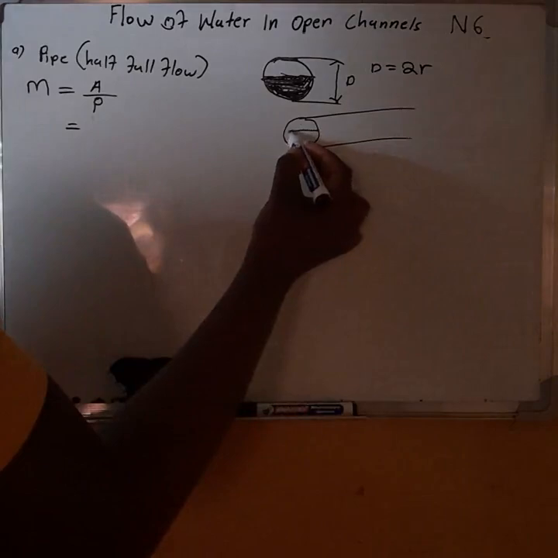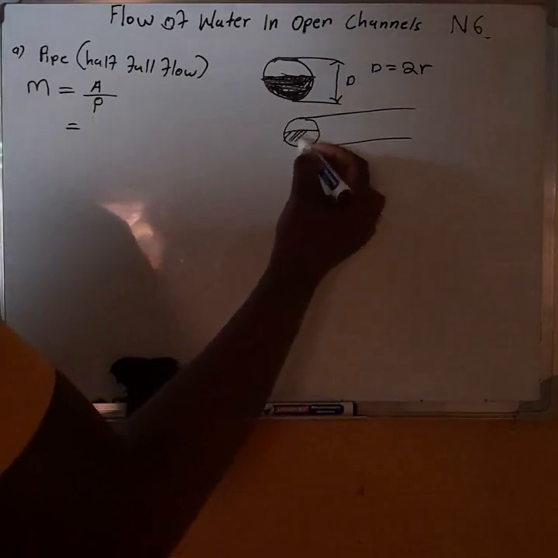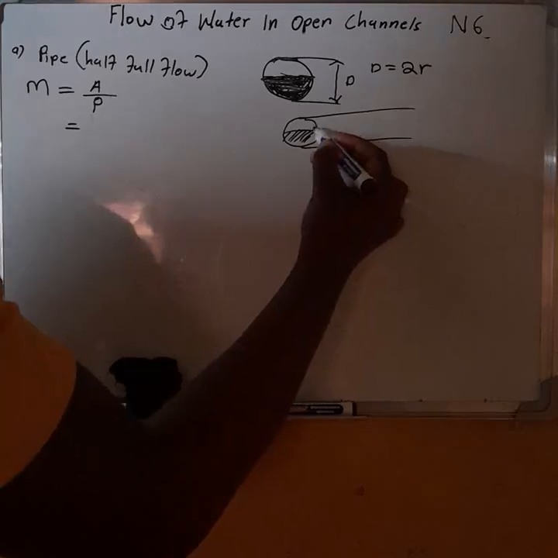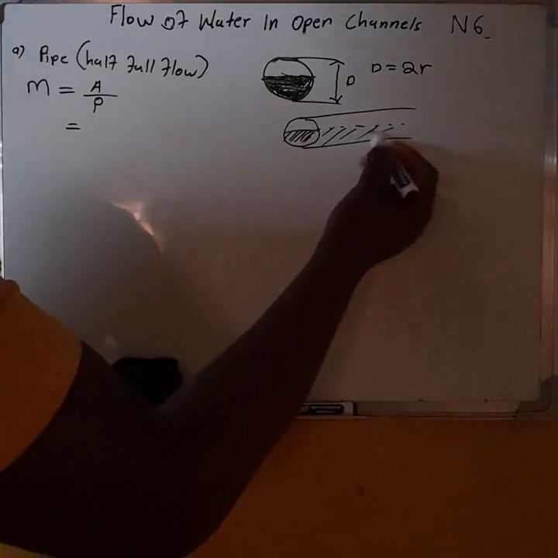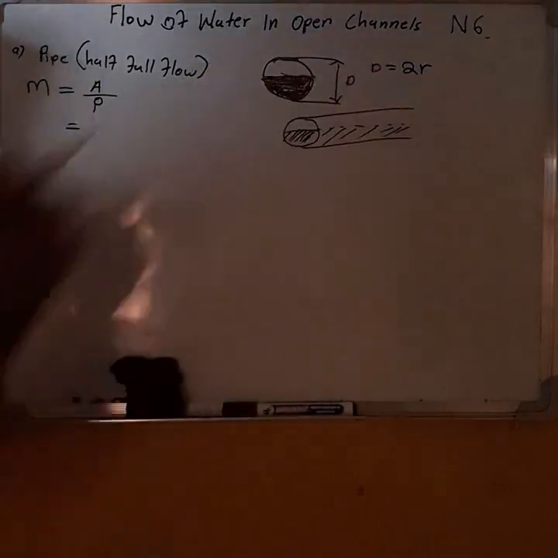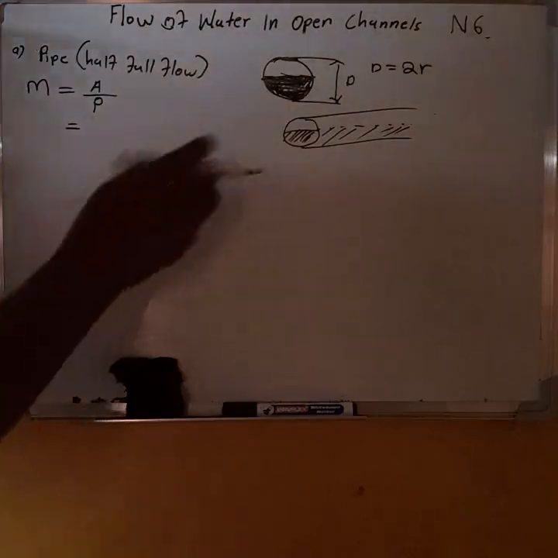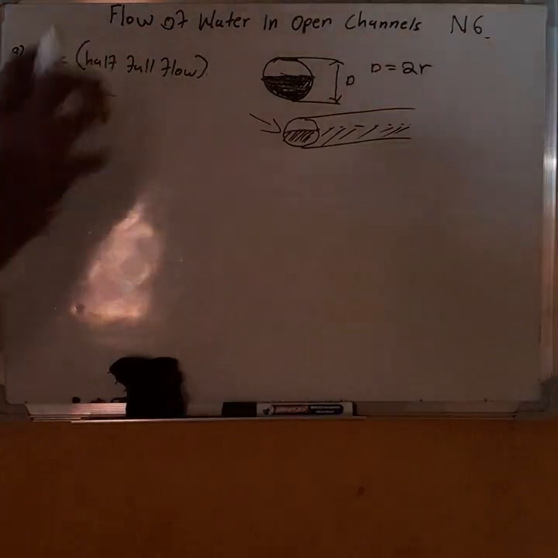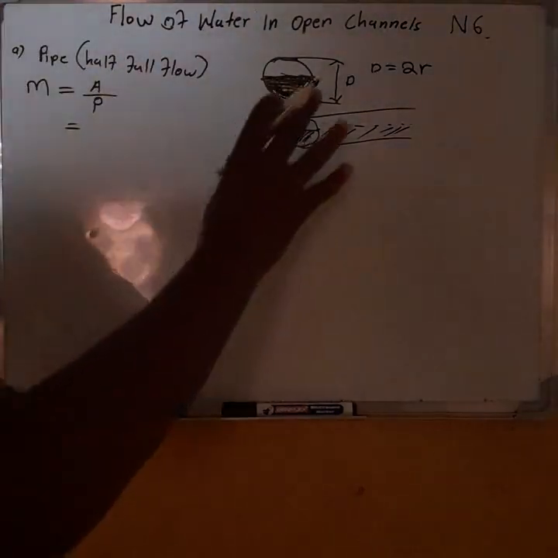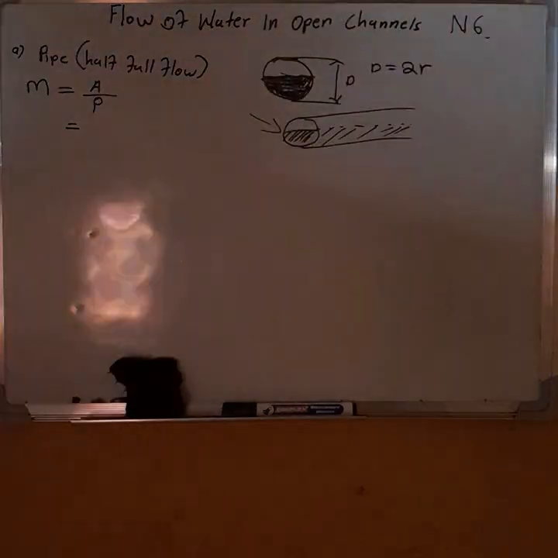Here, this is flowing, but the water is flowing only half full. So the water does not flow full. It's flowing only here. At the top, there's no water, right? That's what we were focusing on. We are checking this cross section, right? The front view. This is the front view of this pipe, right?